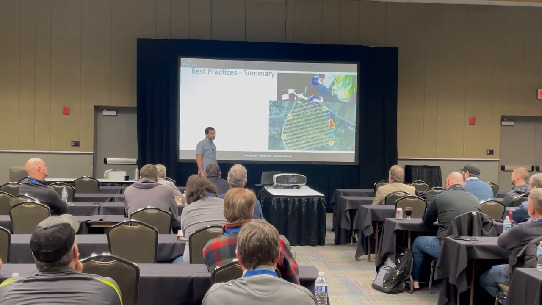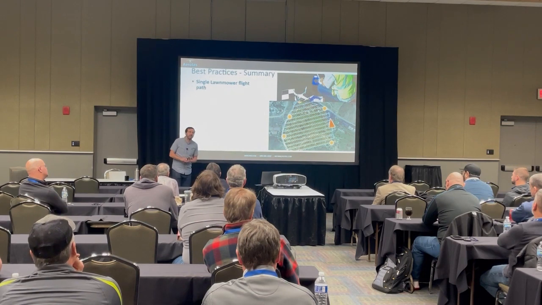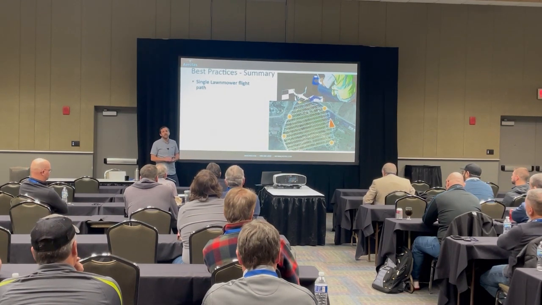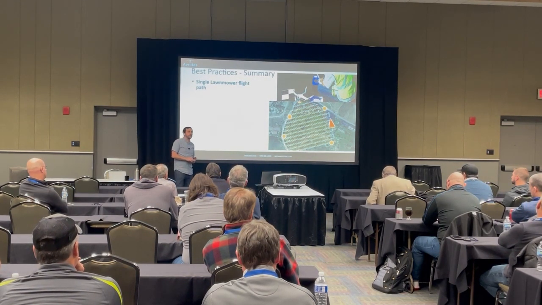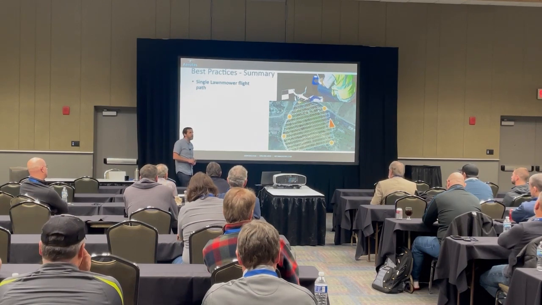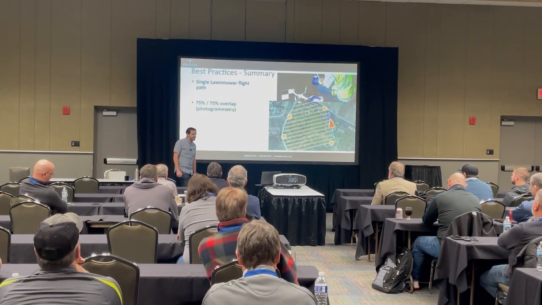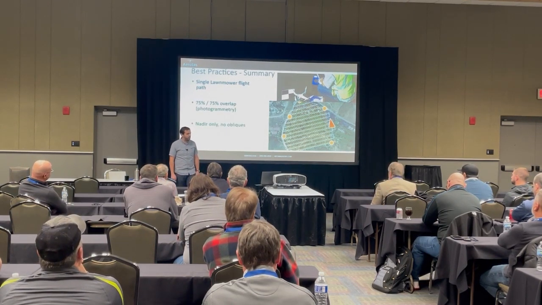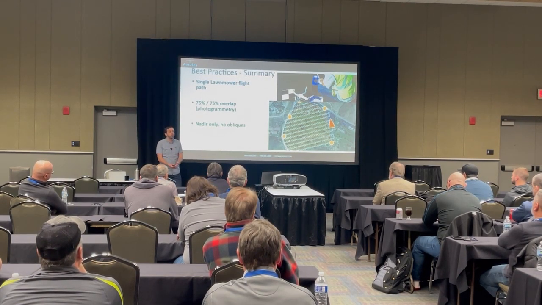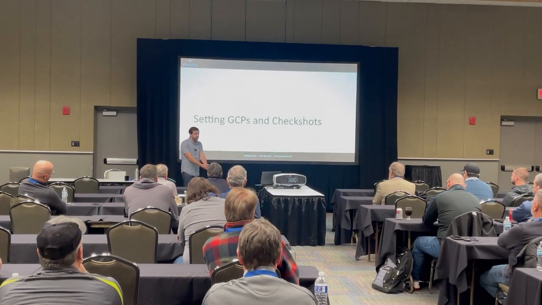That's always important. So just to go over a summary of what we recommend our best practices are. And again, these are just our best practices for most sites. It's not meant to be prescriptive of all sites all the time. Single lawnmower flight path, 75-75 overlap for photogrammetry, and nadir only with no obliques is the general rule that we like to see for most projects.